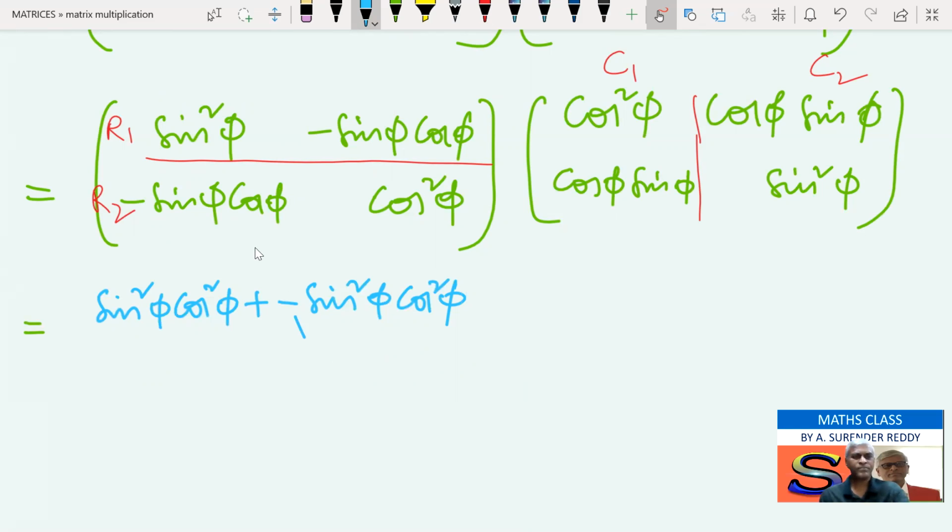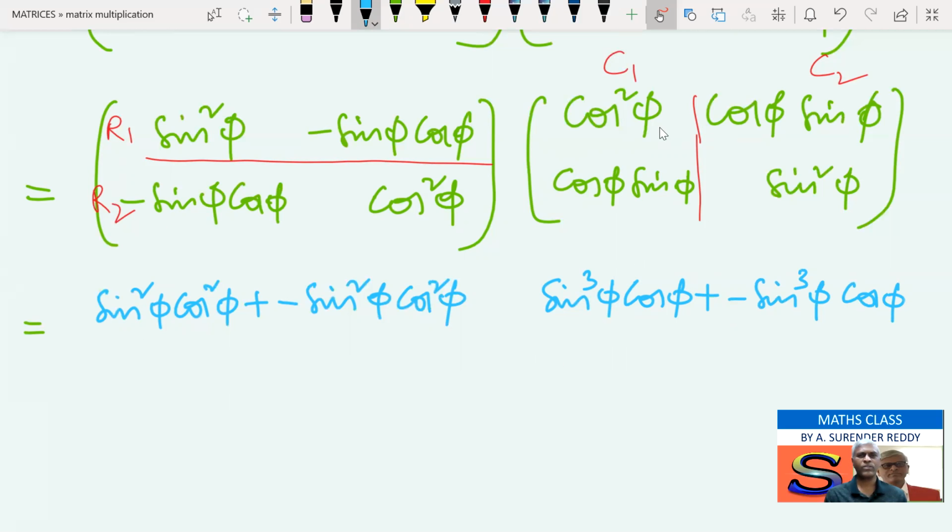So next, R1 C2: sin square pi into cos pi sin pi, that is sin cube pi cos pi, plus minus sin pi cos pi into sin square pi. This is minus sin cube pi cos pi.